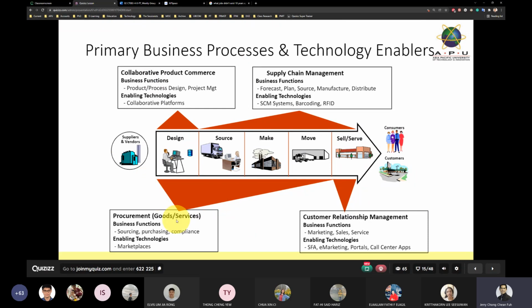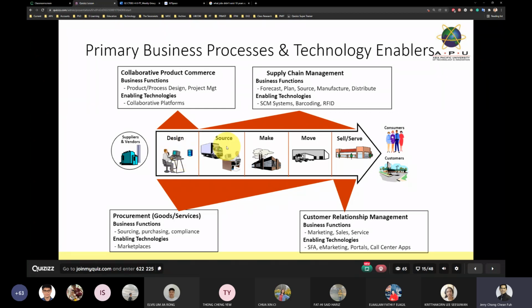So from the arrows and the triangles that you see here, you will then notice that they are being used at different levels. From a design level here, of course, in terms of business functions, product or process design, aspects of project management can help to monitor certain things. And when it comes to enabling technologies, there are collaborative platforms, like how companies are also using the Google Suite, right?